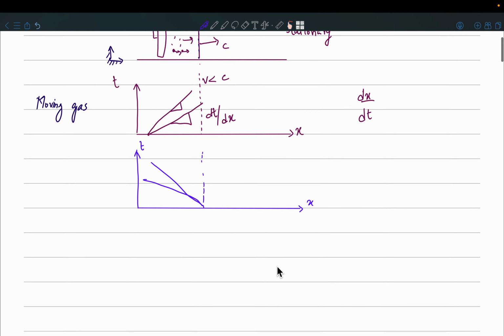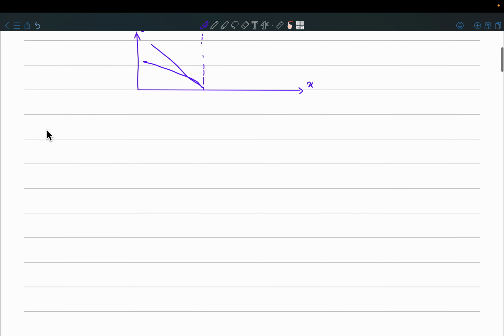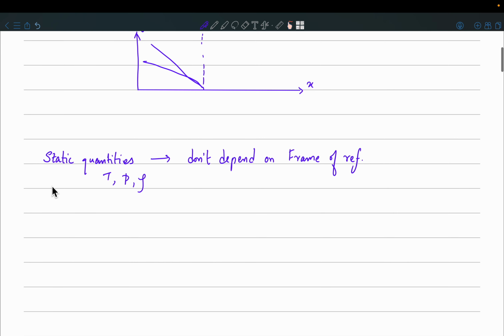So these are called the static quantities. I'll just write this down for you. There's something called static quantities, and these static quantities do not depend on the frame of reference. What depends on the frame of reference? Dynamic quantities, like enthalpy.